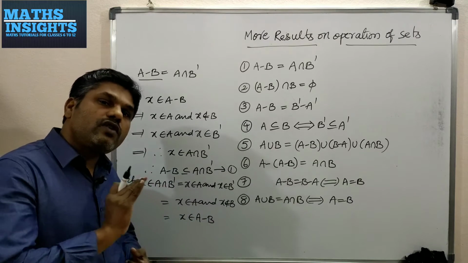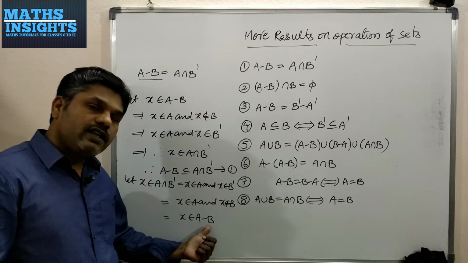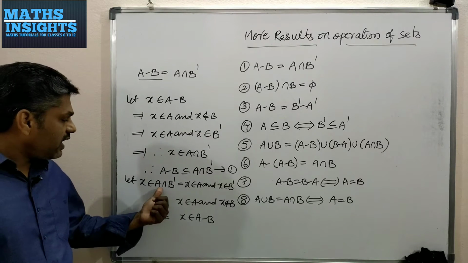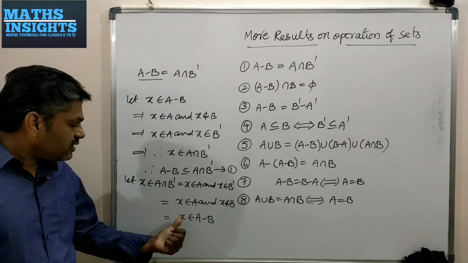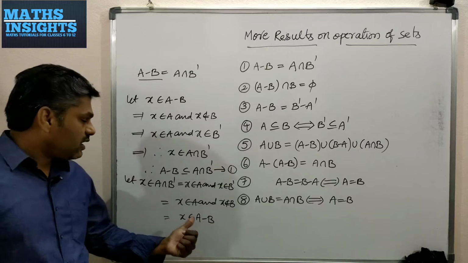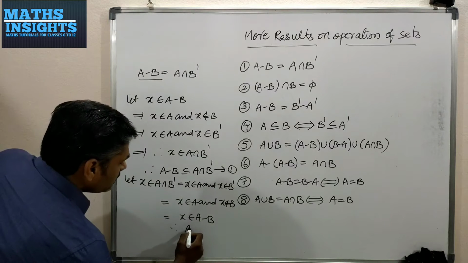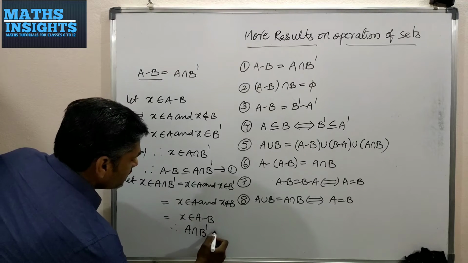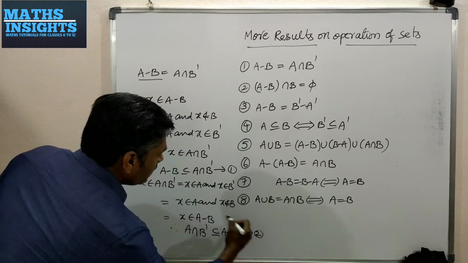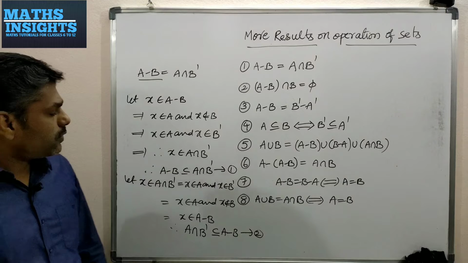That means element x is in a and not in b. That means not means you are removing that, therefore I am writing minus. I have taken x in a intersection b dash, and I am proving that the same element is in a minus b. Therefore the first set a intersection b dash is subset or equals to a minus b. Then you may assume this as equation number 2.